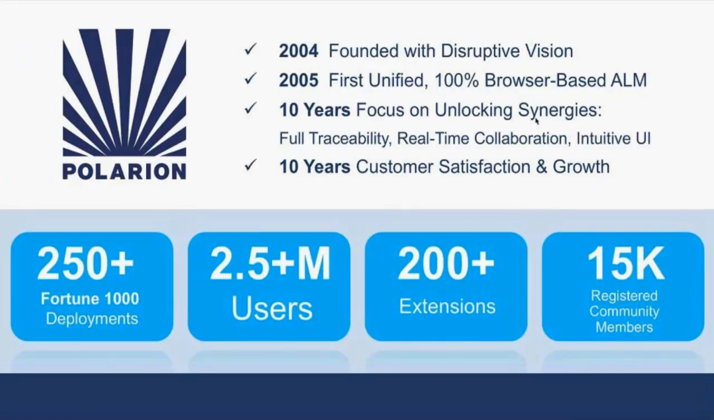Some numbers. We have more than 250 deployments in Fortune 1000 customers, and over 2.5 million users of Polarion solutions. All our products, Polarion Requirements and ALM QA, are highly flexible. This is supported by our App Store, our extension site with more than 200 extensions, many of them contributed not by us, but by our partners and also by our customers. We have a large community of more than 5,000 registered members.